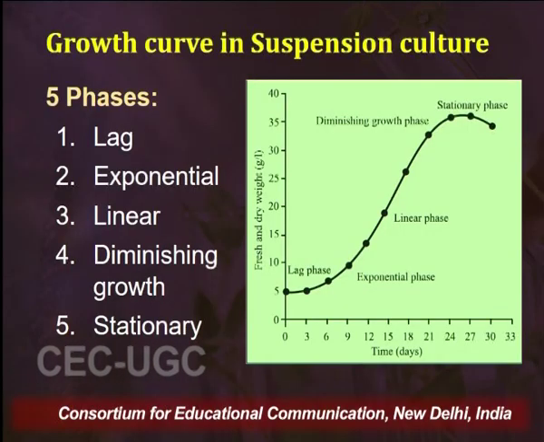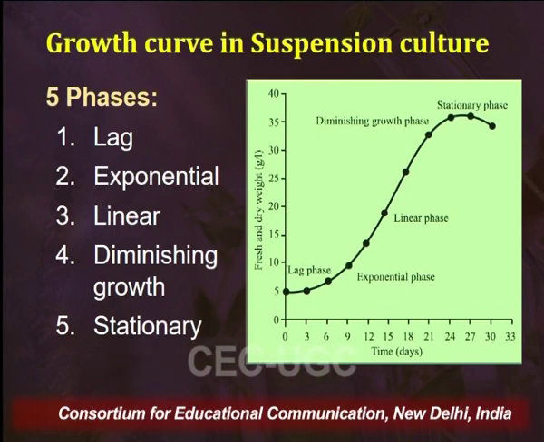Broadly, the different growth phases in a suspension culture have been divided into 5 phases, and we get a sigmoid or S-shaped growth curve, as you can see in the picture. And these 5 phases are lag phase, exponential phase, linear growth phase, diminishing growth phase, and the stationary growth phase.